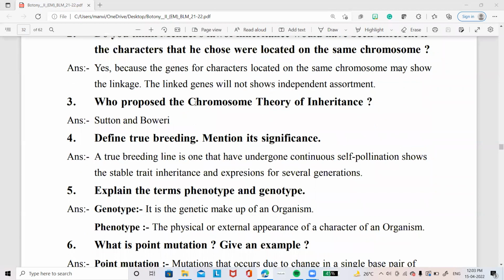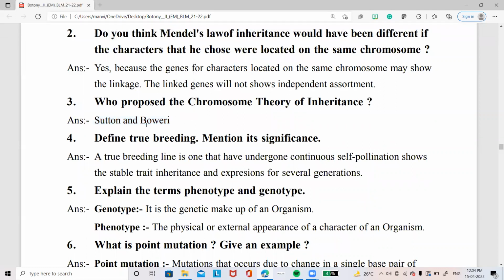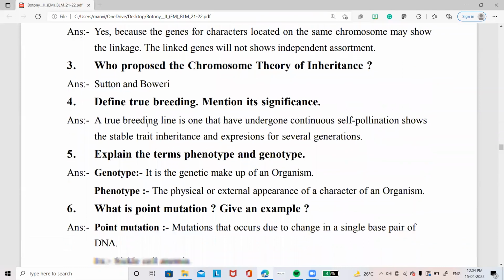Who proposed the chromosomal theory of inheritance? The chromosomal theory of inheritance was proposed by Sutton and Boveri.